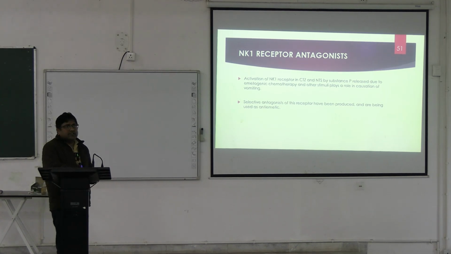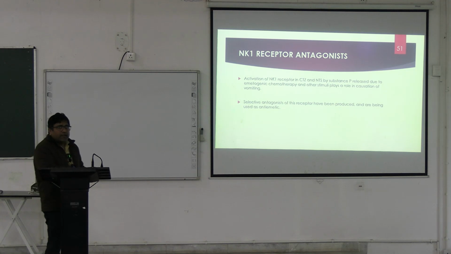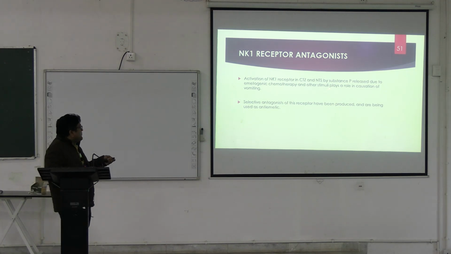NK1 receptor antagonist. Activation of the NK1 receptor in the chemoreceptor trigger zone and nucleus tractus solitarius by substance P, due to emetogenic chemotherapy and other stimuli, plays a role in vomiting, and by blocking this receptor, NK1 receptor antagonists show anti-emetic action.